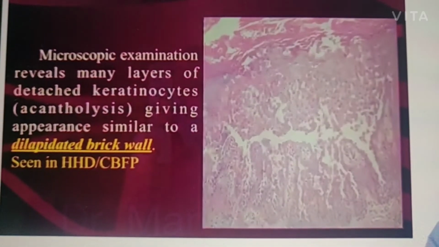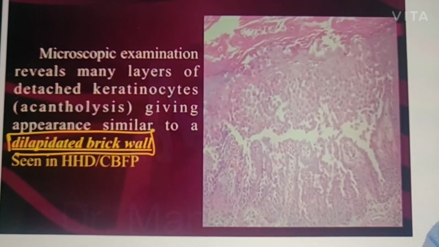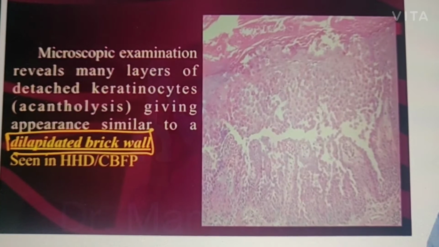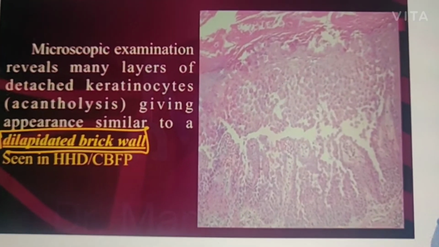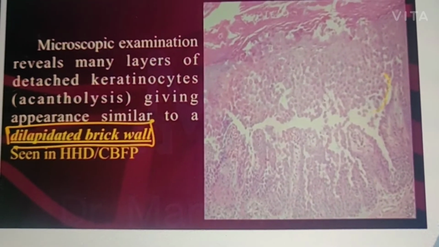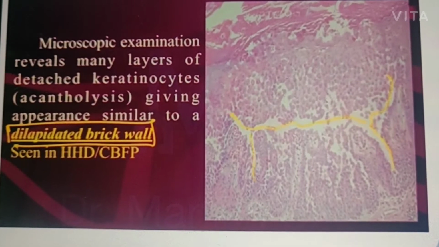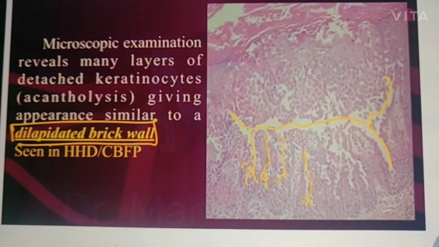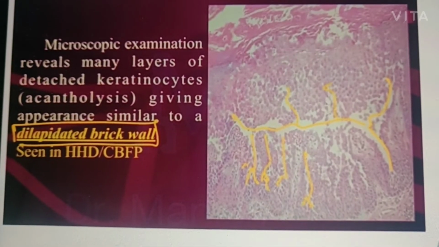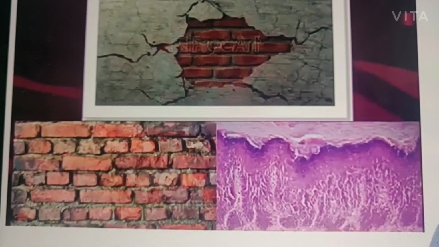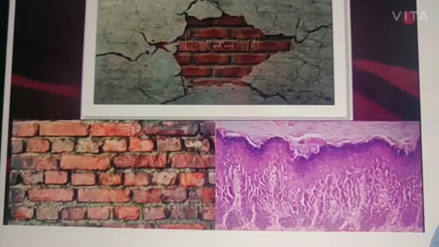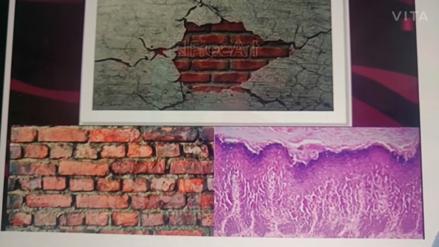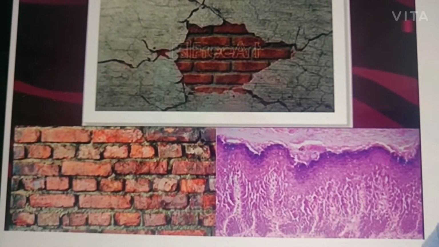Well, this is the dilapidated brick wall appearance which is seen in Hailey-Hailey disease. Why? Because the keratinocytes are separating from each other, acantholysis is taking place, due to which these gaps are formed. Now these gaps resemble dilapidated brick walls. Dilapidated brick walls means fragile walls where these cracks or gaps develop. So this is the dilapidated brick wall appearance which is seen in Hailey-Hailey disease.